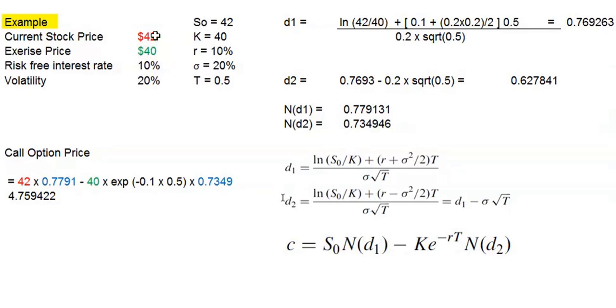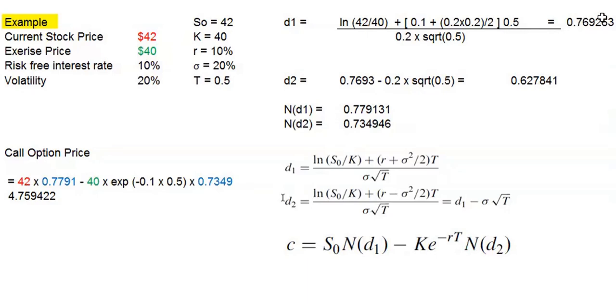So in order to calculate D1 and D2, we need to plug in these numbers. So S0 is 42 here. K is 40, which is the strike. Risk-free interest rate is 10%. Volatility is 20%, and time is 0.5, which is the time to maturity of 6 months. So if we replace these variables with these numbers, we would get D1 of 0.769263, and then we would get D2 of 0.627841.